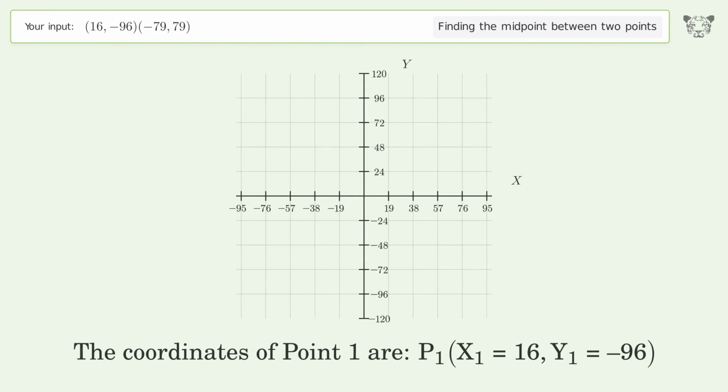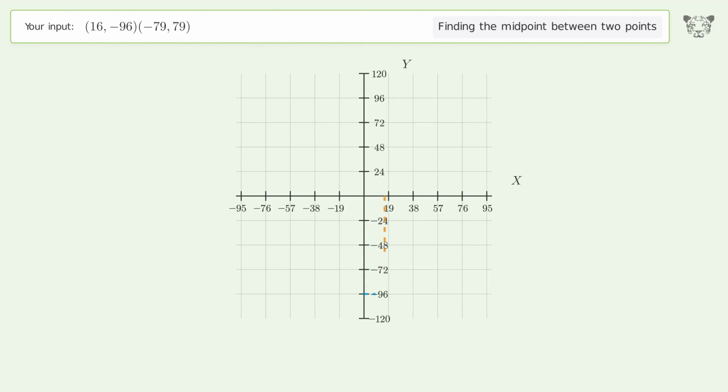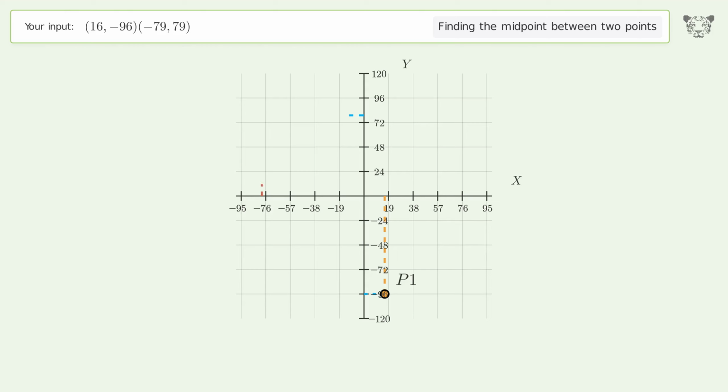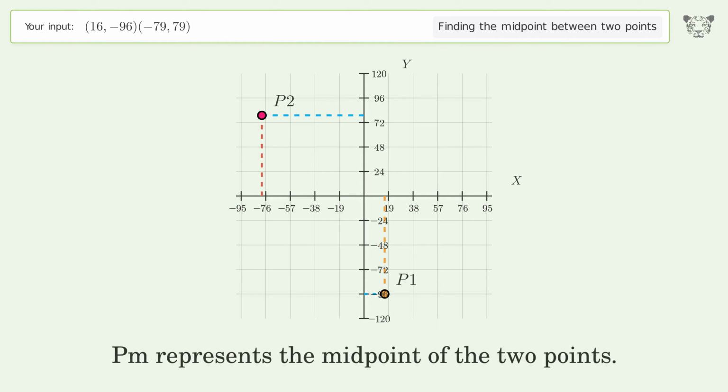The coordinates of point 1 are, x1 equals 16, y1 equals -96. The coordinates of point 2 are, x2 equals -79, y2 equals 79. PM represents the midpoint of the 2 points.